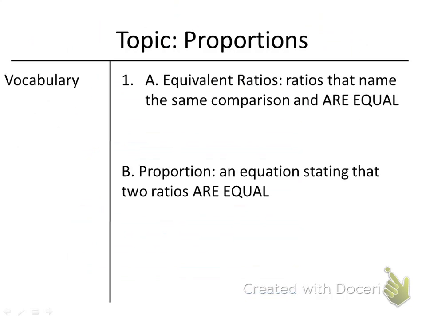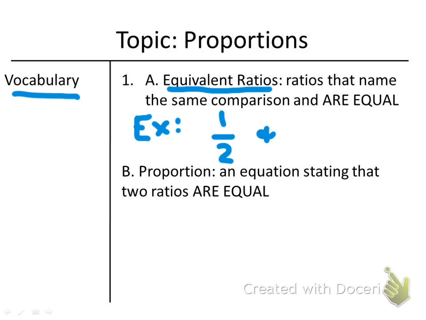We have 2 vocabulary words today, so your first subtopic is vocabulary. Number 1, equivalent ratios. Equivalent ratios name the same comparison and are equal. So an example of 2 equivalent ratios would be 1/2 and 2/4. They are equal to each other and they are the same comparison.